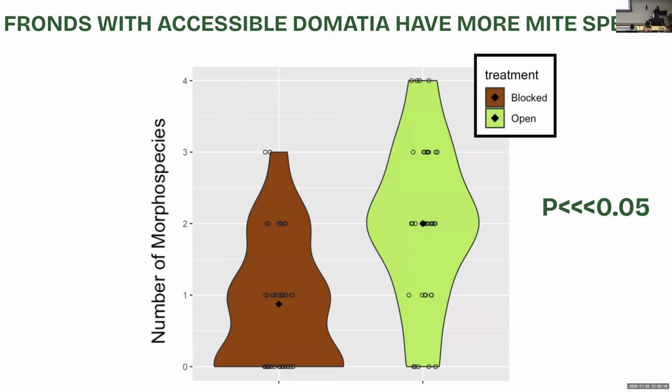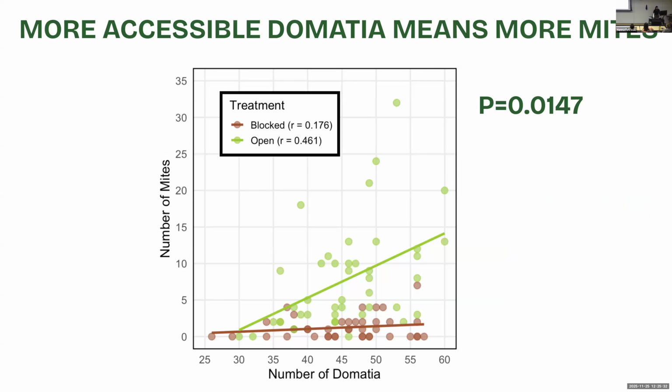And not only was there a greater mite abundance on the open fronds, there was also a greater mite richness. You can see there again in the green, the fronds with open Domatia had a greater number of mite morphospecies. Then finally, of the fronds that had open Domatia, we found that the number of Domatia was significantly positively correlated with the number of mites. We did not see this significant relationship with the blocked fronds, indicating that the abundance of mites was indeed due to the Domatia presence, not just the size of the frond.